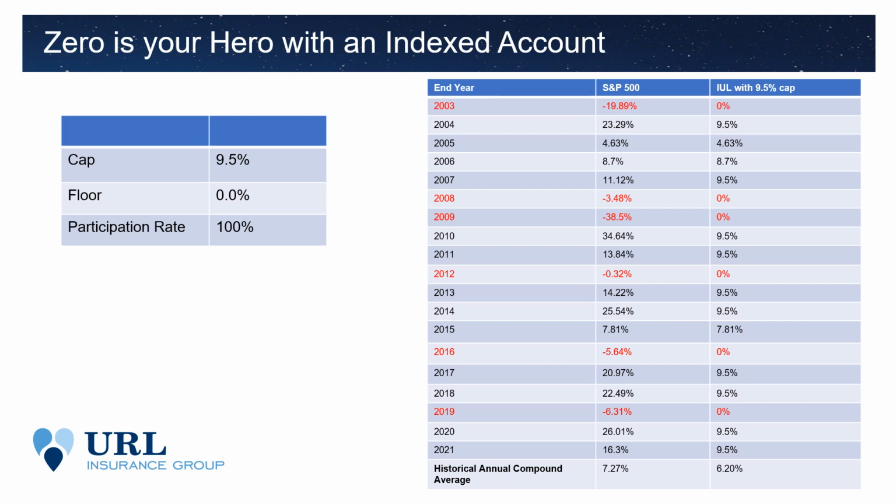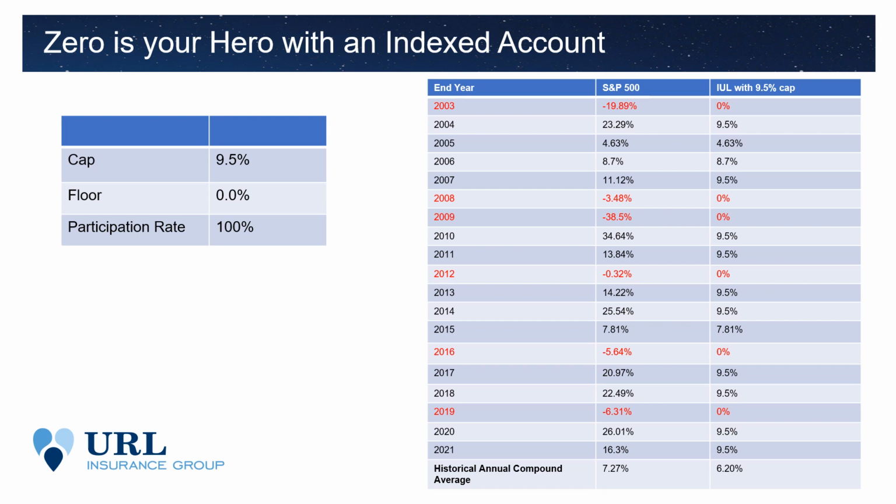Now, on an indexed universal life plan, we like to say zero is your hero. This is a policy that has a cap of 9.5% on the interest gains and a floor of 0% with a 100% participation rate. So on an indexed universal life, you, or your clients, will experience the gains of the market, but not the losses. The gains will be up to a cap or a ceiling. In this case, with this product, it's 9.5%. The floor is 0%. So that's why we say zero is your hero on those down years.